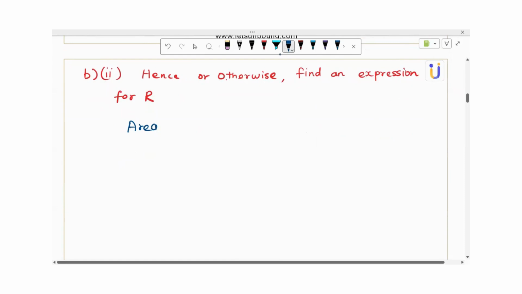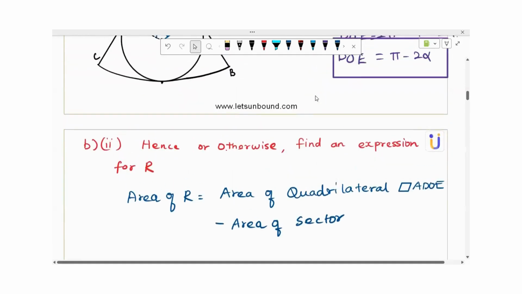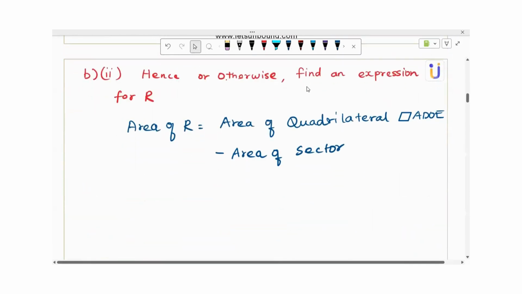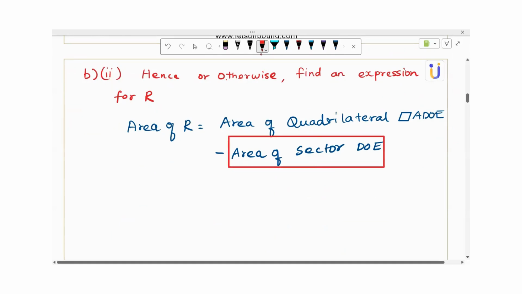Area of R is equal to area of quadrilateral ADOE minus area of the sector. What is the sector name? It's DOE. Let it be. Right. And area of a quadrilateral we know. Now to find area of the sector, what is the area of sector formula? It is available in the formula booklet.